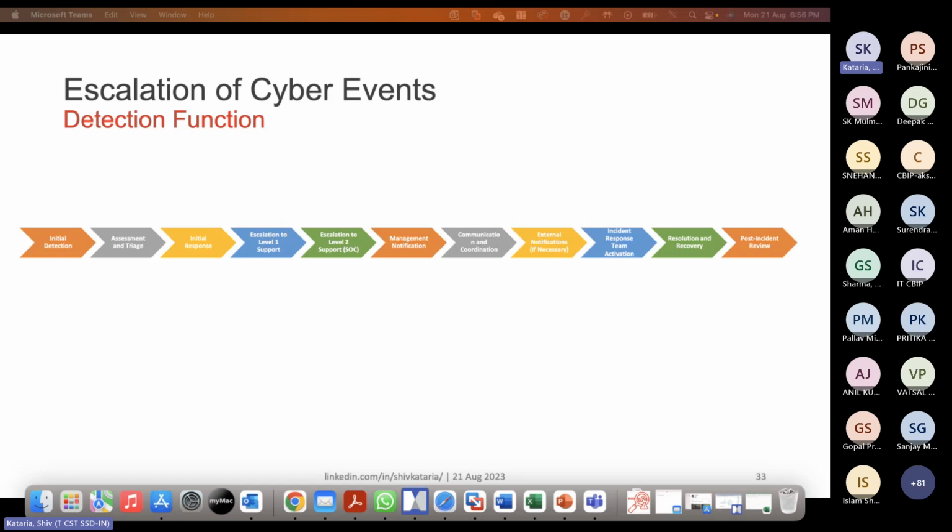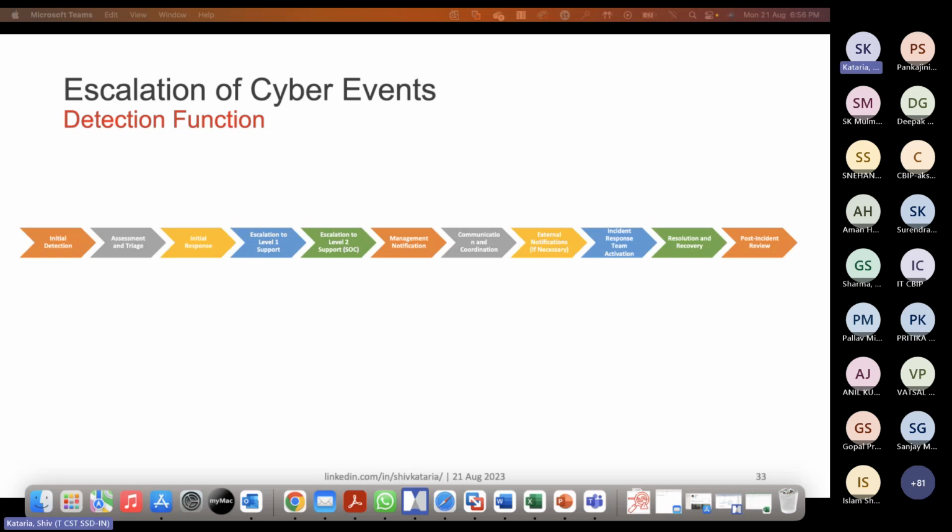Then you might escalate to level 1 support, level 2 support. You do a management notification. Then sometimes communication and coordination is also necessary with your internal departments, as well as, if it is necessary, you might also want to notify the external agencies as well.